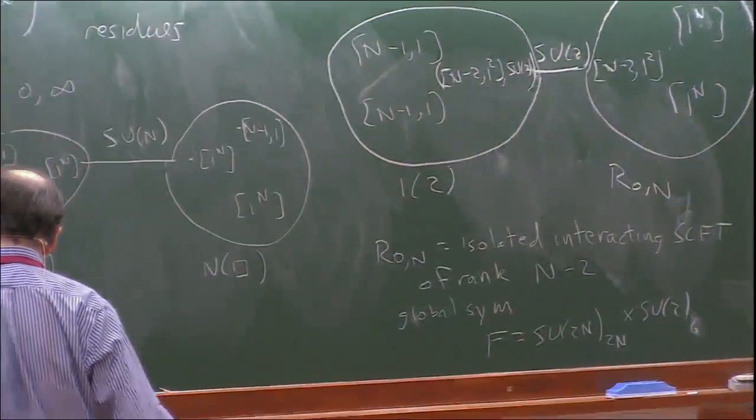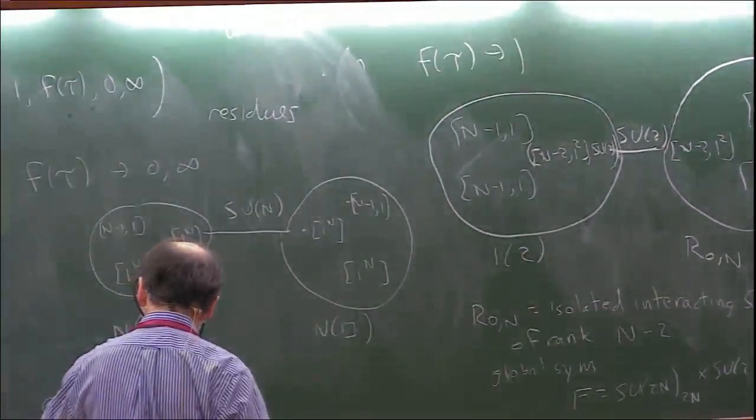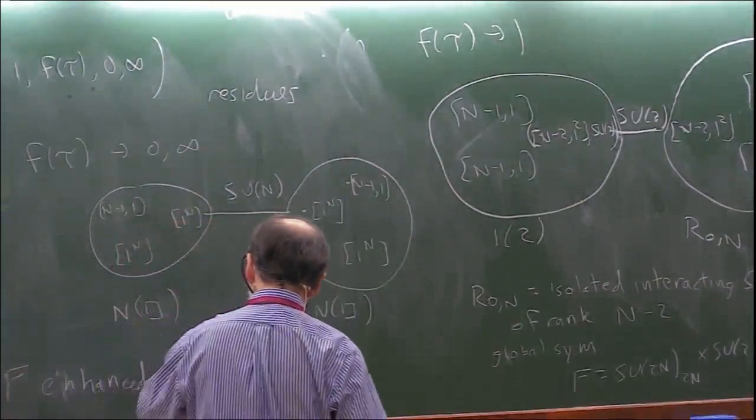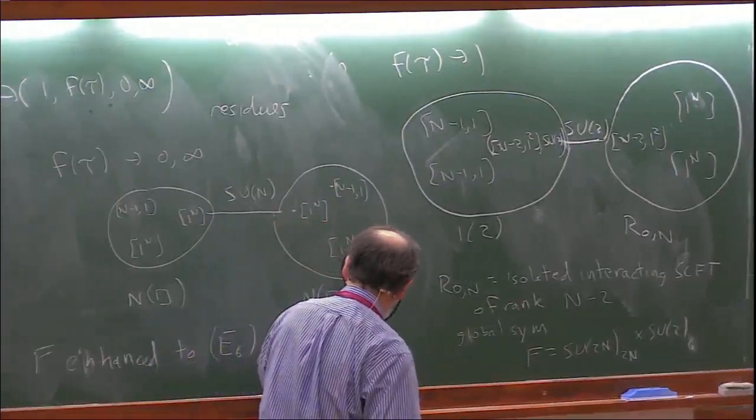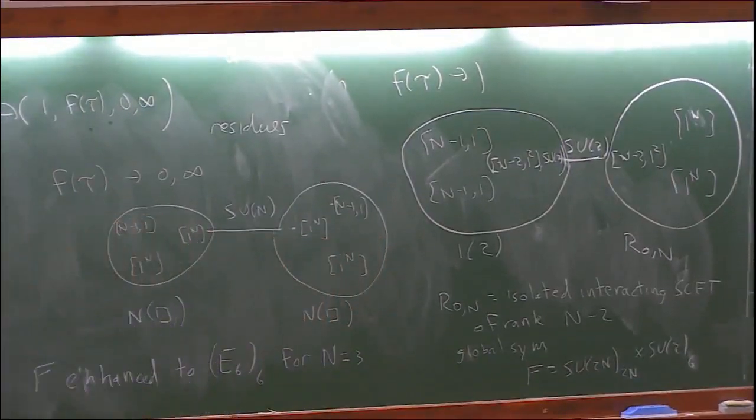Enhanced. So F is enhanced to E6 at level 6 for n equals 3. Okay? So this is, and I should have said, lambda is the Seiberg-Witten differential. We've written down the spectral curve, often called the Seiberg-Witten curve, and the geometry of the Coulomb branch is determined from that data in a way that Lottie will, of course, describe in eloquent detail during her lectures.